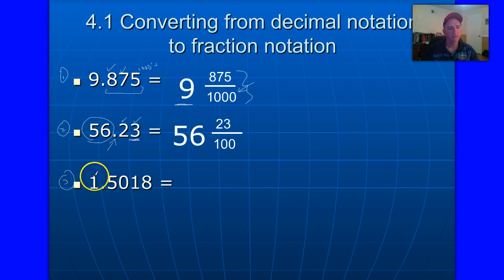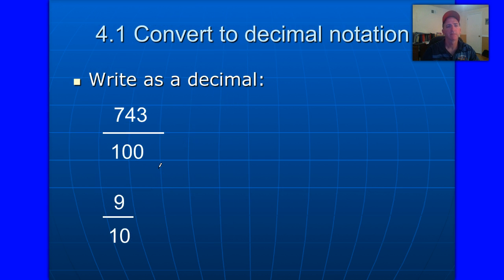So the last one, number 3, here's your whole 1 and 5,018 ten thousandths. There you go. 1 and 5,018 ten thousandths. Right there. Okay, so let's move on. What if I want to go the opposite direction? Let's say I have a fraction and I want to turn that into a decimal. Okay, that's what we talk about on this slide right here.